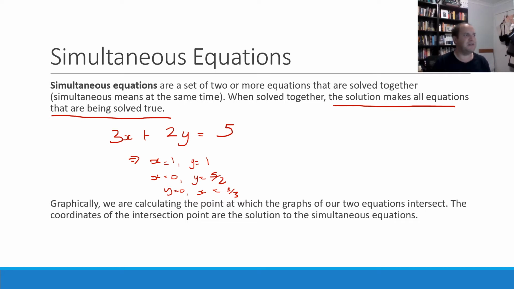There are lots of potential values for x and y, but as soon as we add in a new equation, we now limit the number of options that make the first equation true and the second equation true. Really, there should only be a maximum of one solution that makes both equations true at the same time. Graphically, what we're doing is finding the point where these two lines intersect, and the coordinates of that point of intersection are the solution to our simultaneous equations.